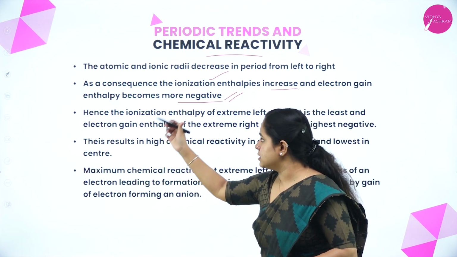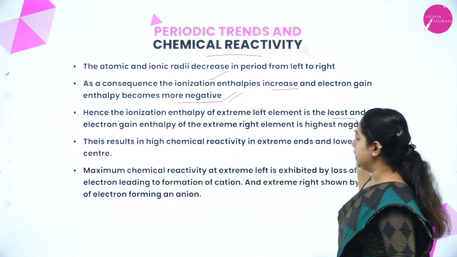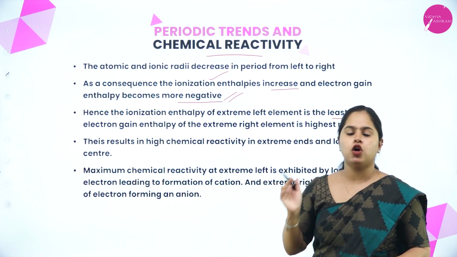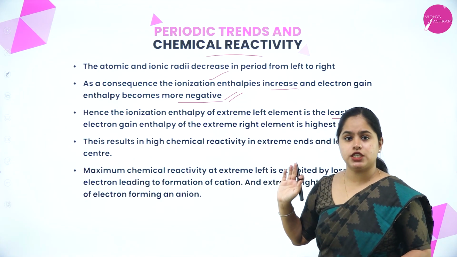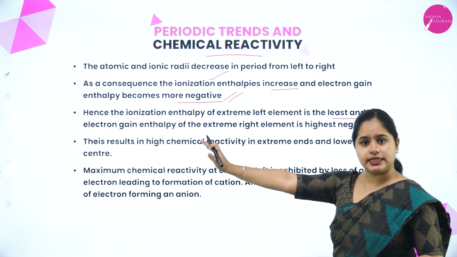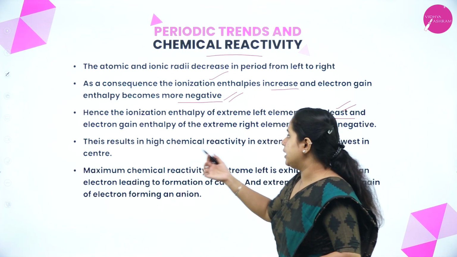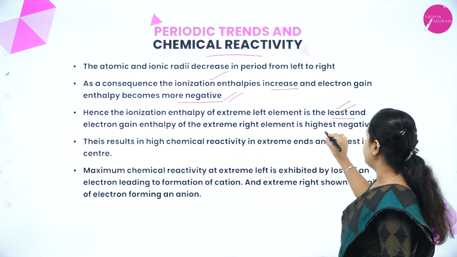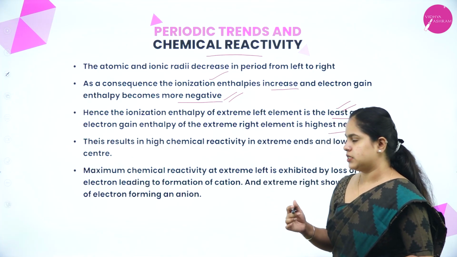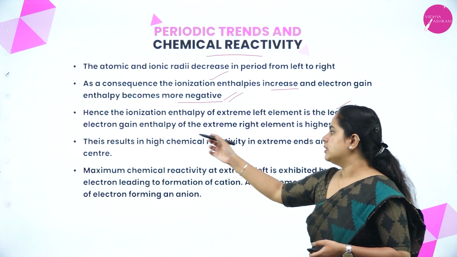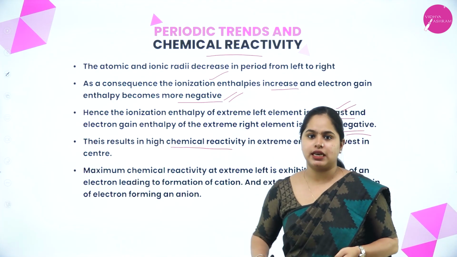Hence, the ionization enthalpy of the extreme left element is the least. It is increasing along the period from left to right, so on the extreme left it will have the least value. And the electron gain enthalpy of the extreme right element will be the highest negative. Right. So this is clear. Because of all these results, this results in high chemical reactivity at the extreme ends and lowest in the center.